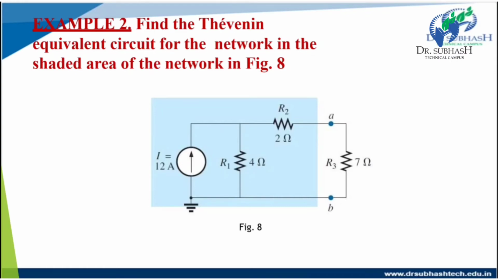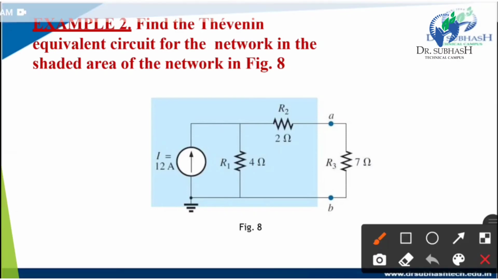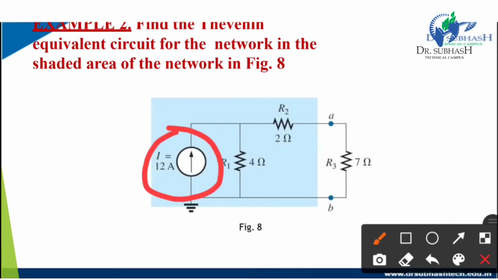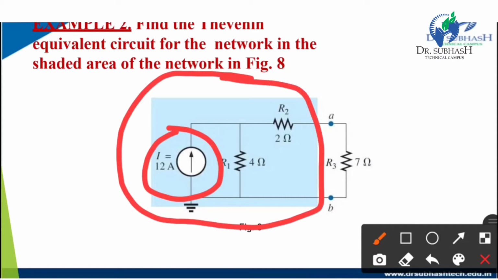The next example is: find the Thevenin equivalent circuit for the network in the shaded area of figure 8. In the previous example there was a voltage source. In this example, in the figure there is a current source of 12 ampere. So we have to find the equivalent circuit of this shaded area. It is up to R2, so R3 is not included.